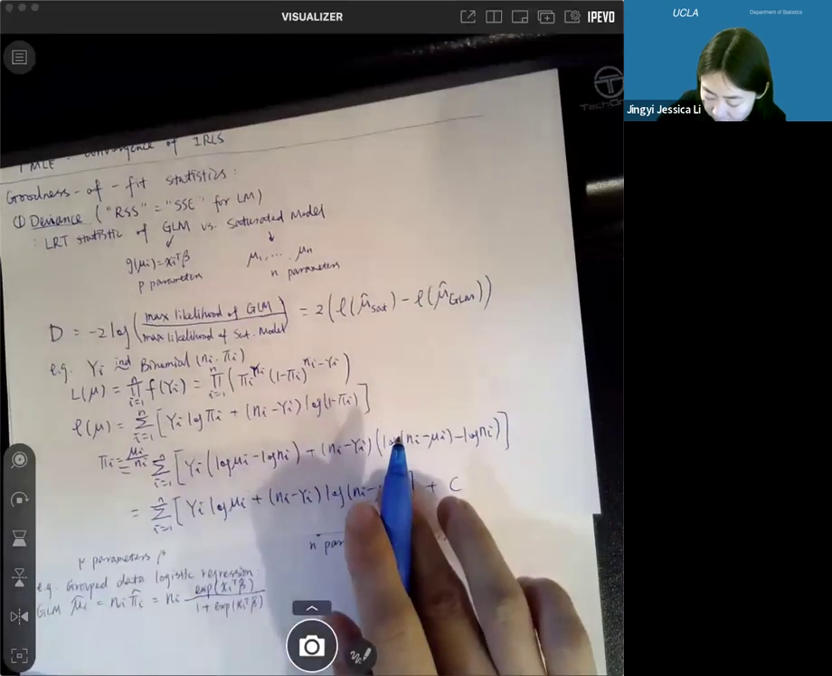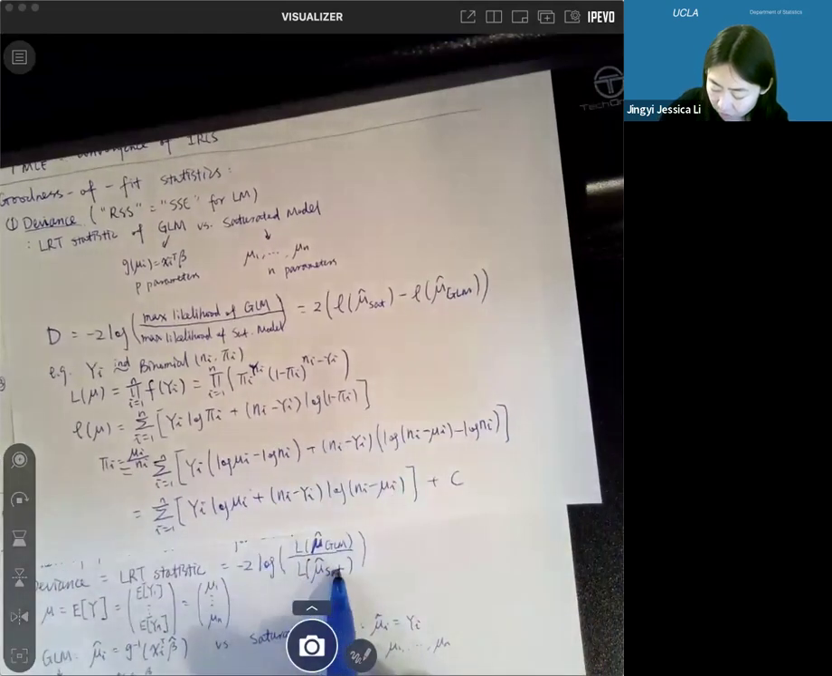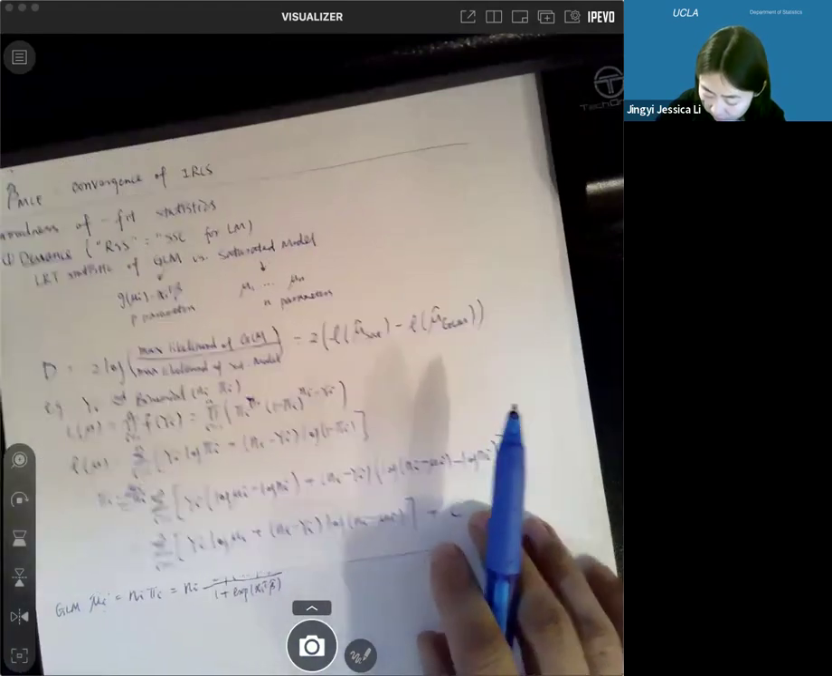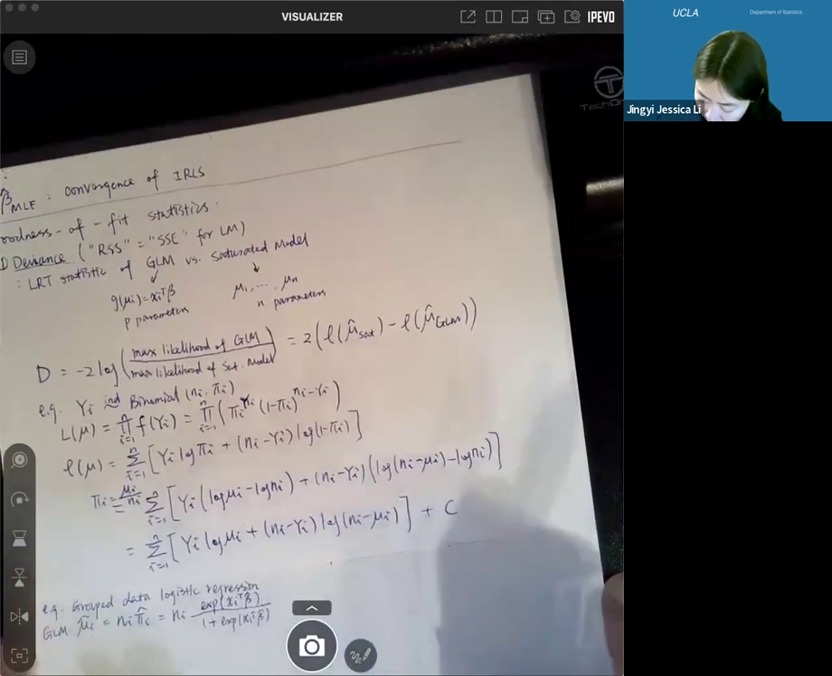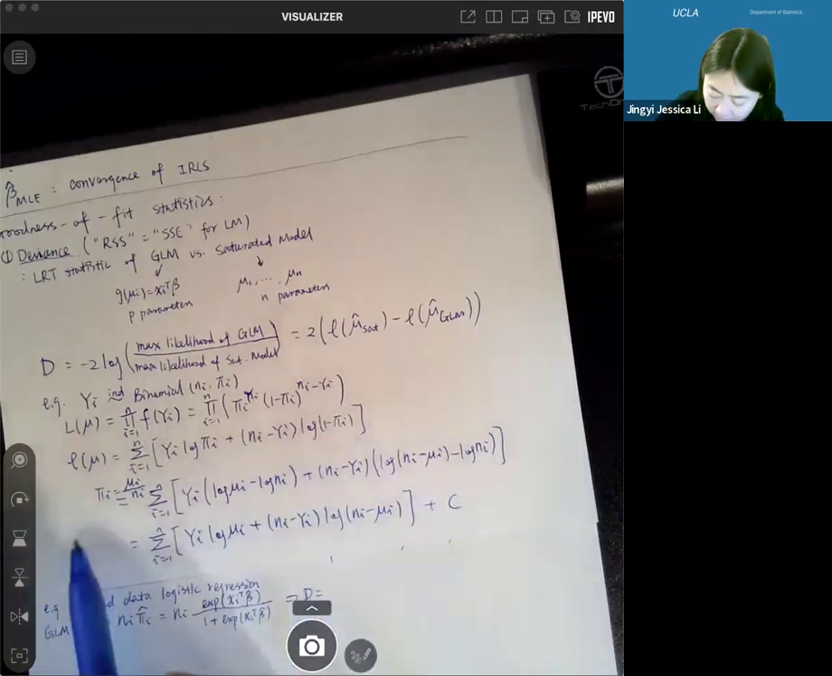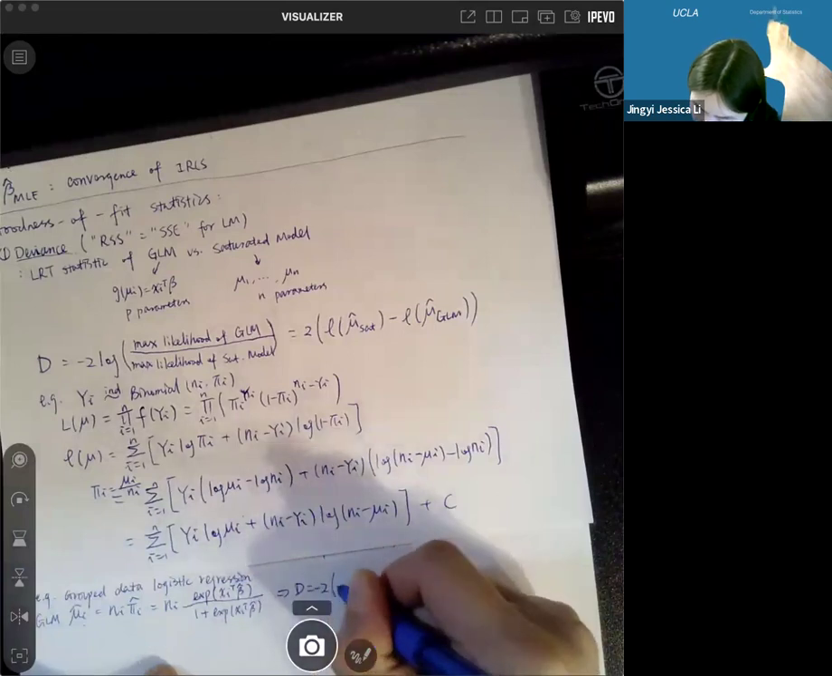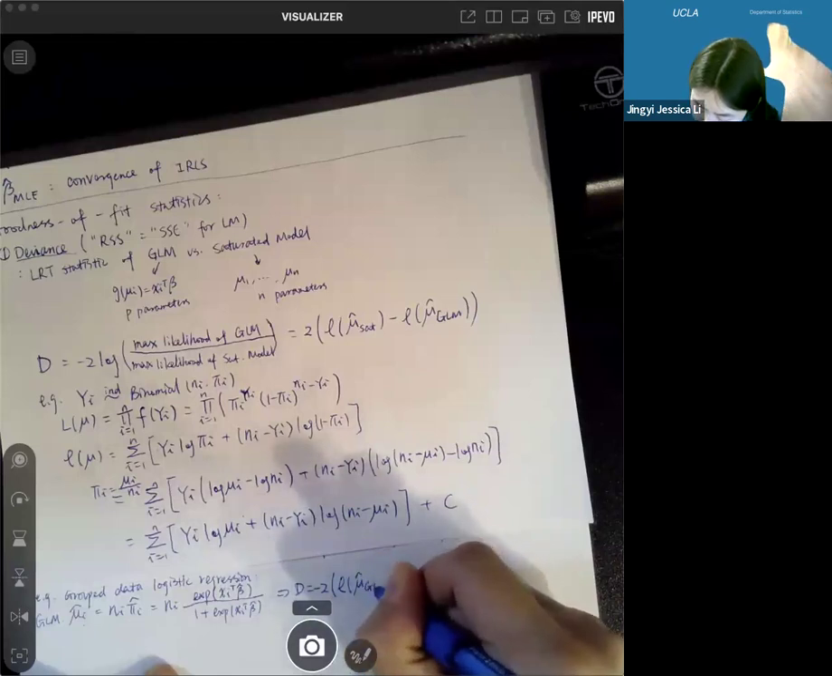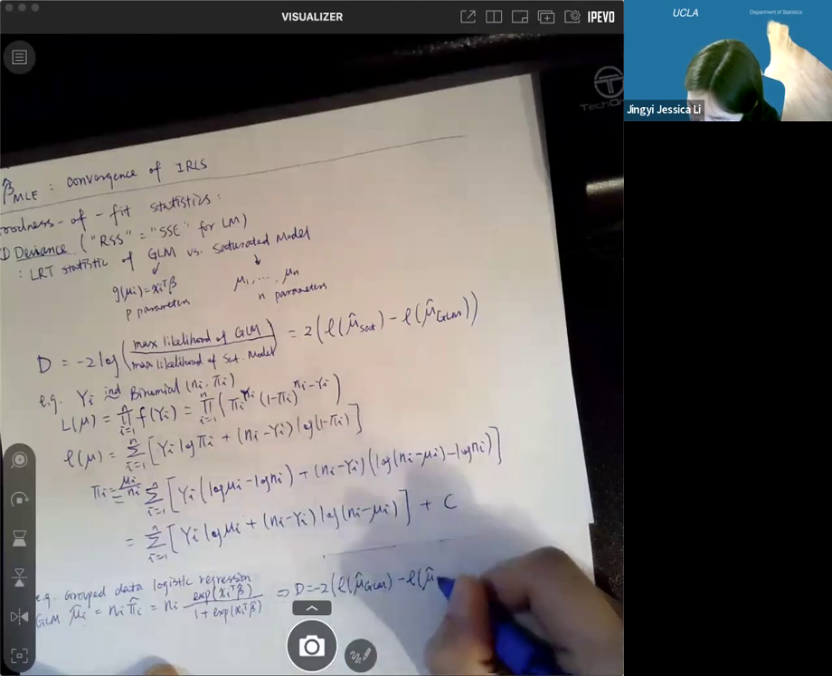And then what you do is plug this back in using this form. So what I'm saying here is that the deviance is basically -2 times the log likelihood at mu hat GLM minus the log likelihood at mu hat of the saturated model.